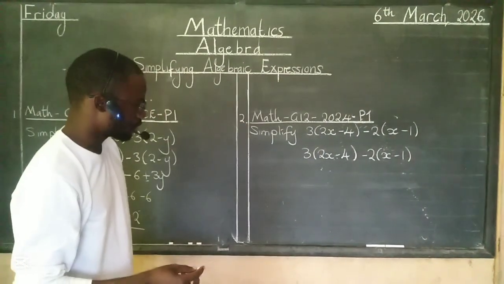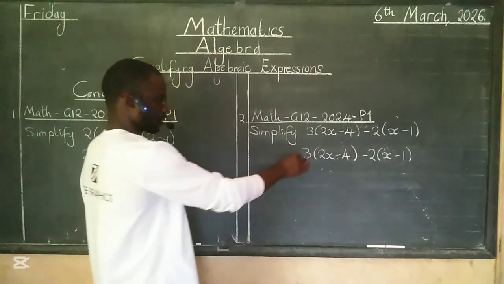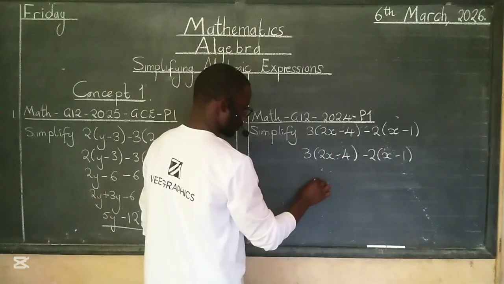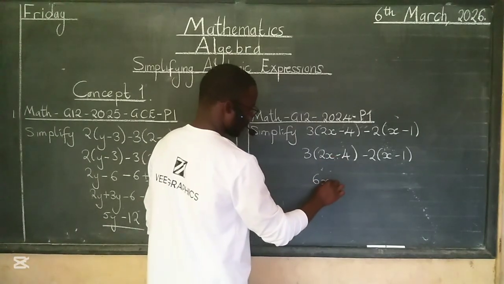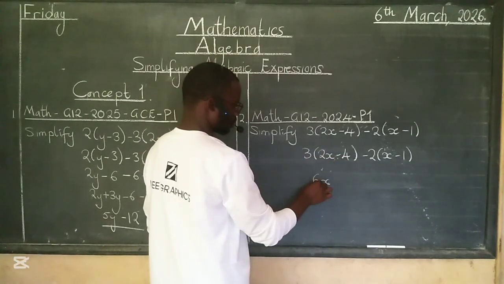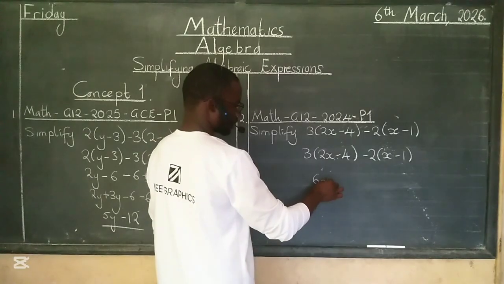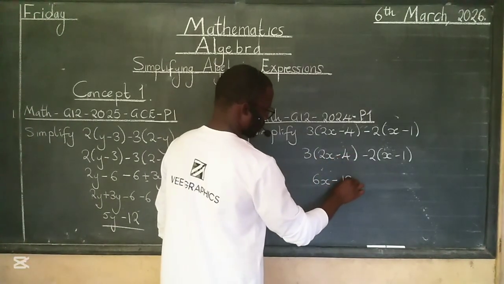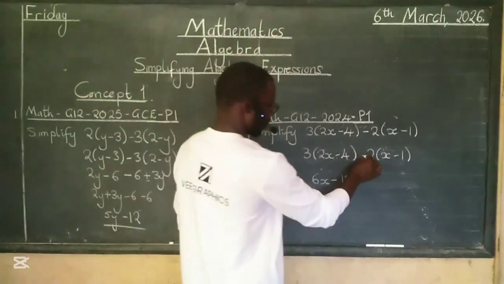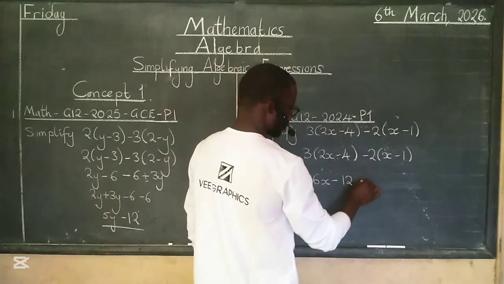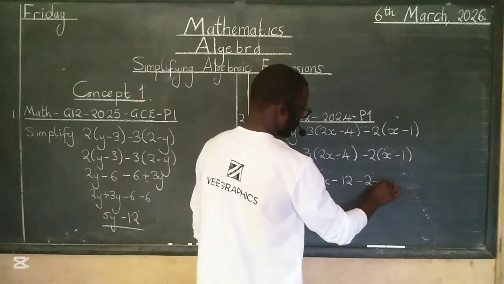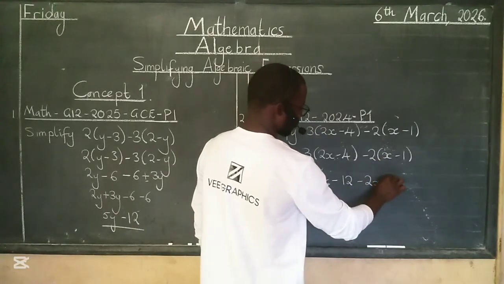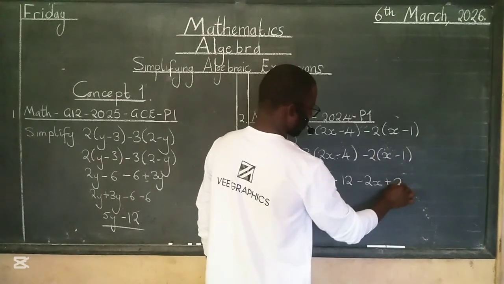Again, we use the same distributive law or commutative law. This times this gives me 6x, because 3 times 2 is 6. Then I drop the x like that. And 3 times this will give us the 12. Then here, negative 2 times this will be negative 2x. Negative times negative will be positive. 2 times this is 2.